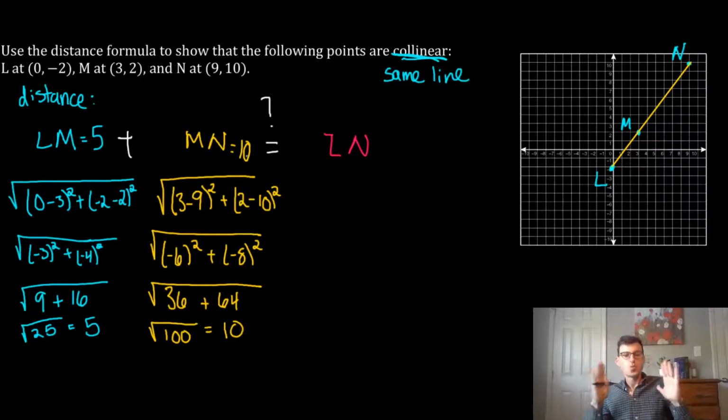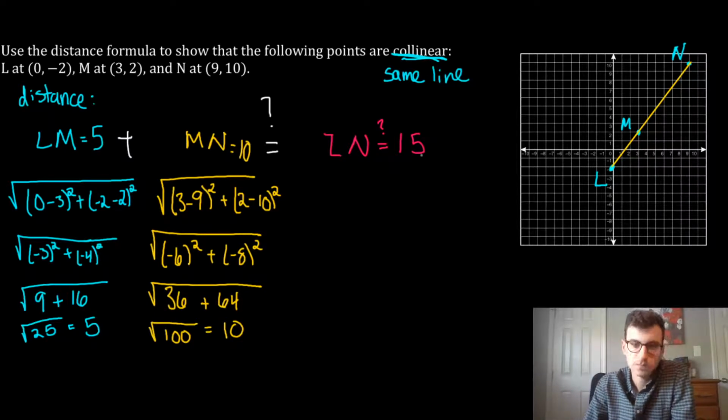All right, so now let's just stop. What do we want LN to be equal to? Well, we want it to be equal to LM plus MN, which is 5 plus 10, or 15. So if the distance between points L and N is 15, then all 3 of these points are collinear. Okay, let's try it out.